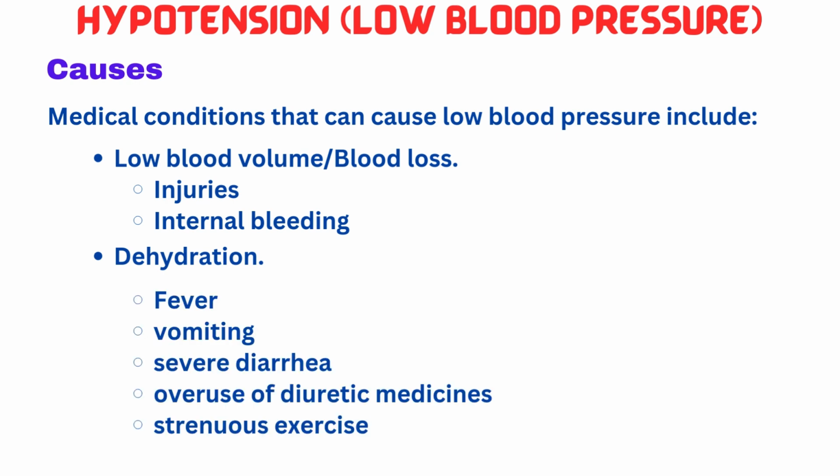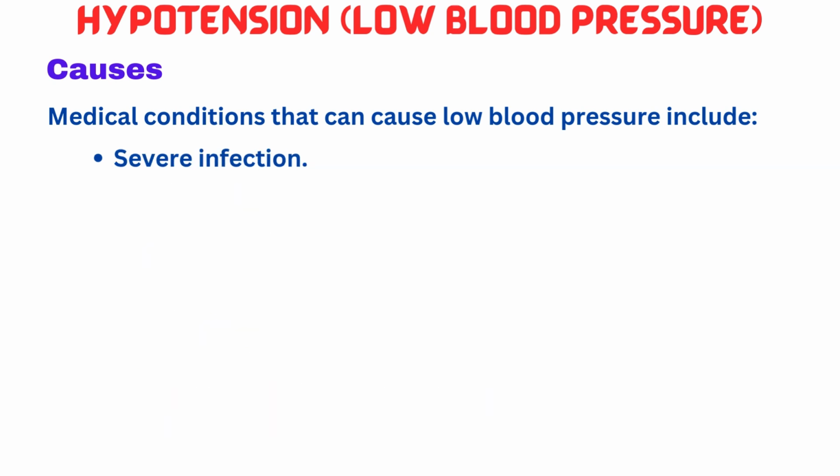Fever, vomiting, severe diarrhea, overuse of diuretic medicines and strenuous exercise can lead to dehydration. Severe infection: when an infection in the body enters the bloodstream, it can lead to a life-threatening drop in the blood pressure called septic shock. Another name for an infection that happens when germs get into the blood and spread is septicemia.